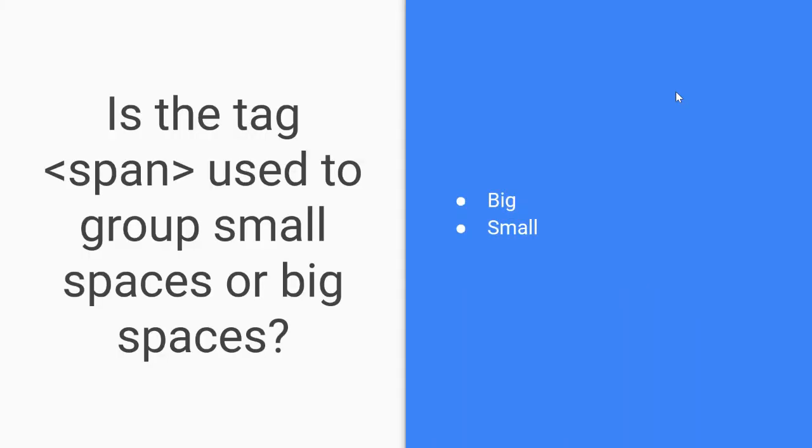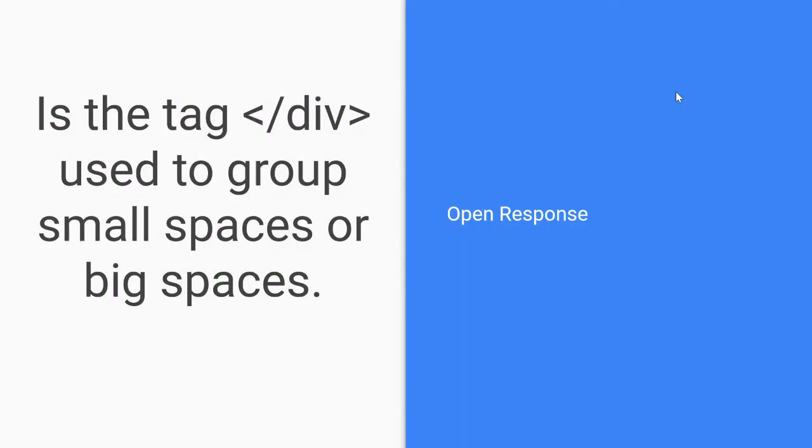Questions. Is the tag span used to group small spaces or big spaces? Big or small? Yeah, small. Is the tag div used to group small spaces or big spaces? Open response, I'm just going to give you like 5 seconds. So, yeah, time's up. I'm pretty sure this was very easy, and the answer is big spaces.